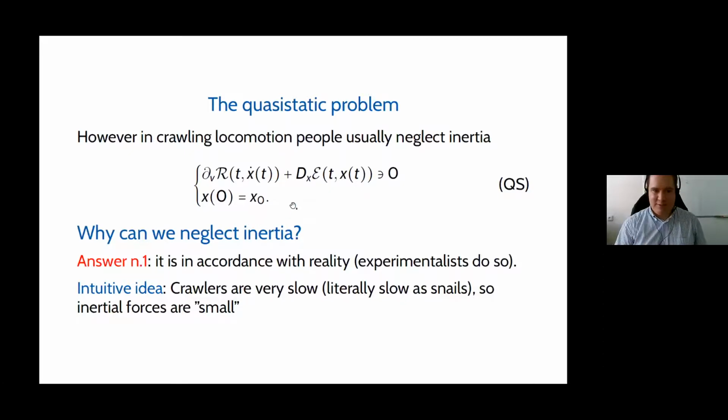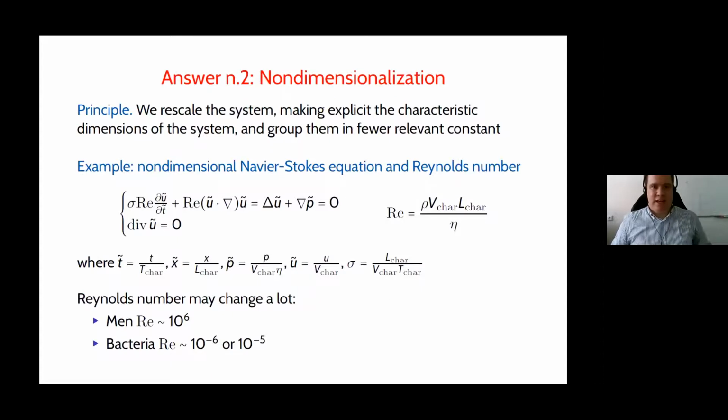Okay, so now the second part: why can we neglect inertia? As I told you before, the first and very good answer is that it is in accordance with reality. Experimentally, it is okay, and it's not surprising. I mean, crawlers are, in my imagination, slow systems by excellence. So the slow limit idea sounds good. Okay, can we do it in a slightly more proper way?